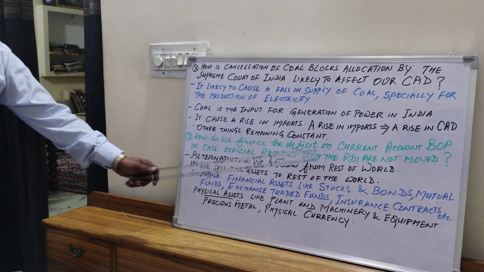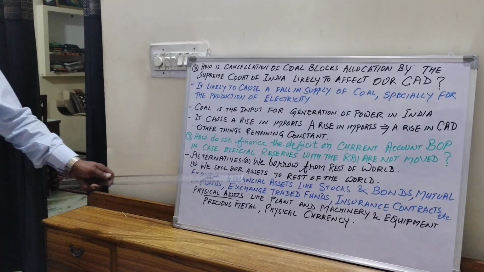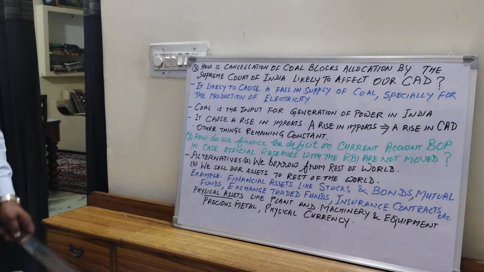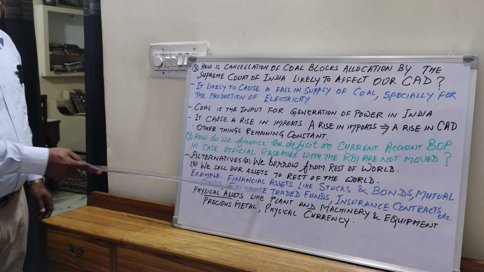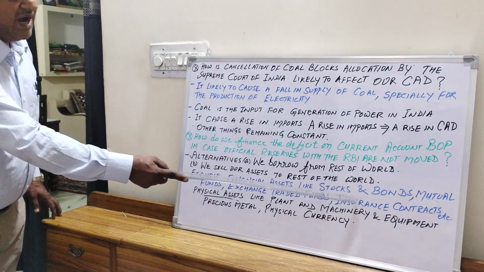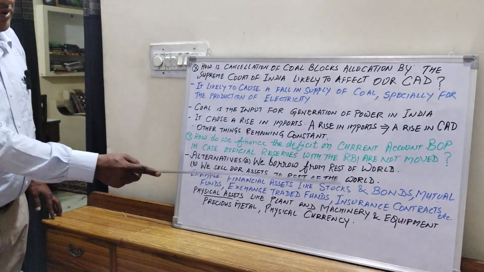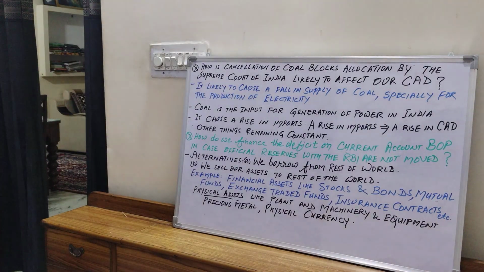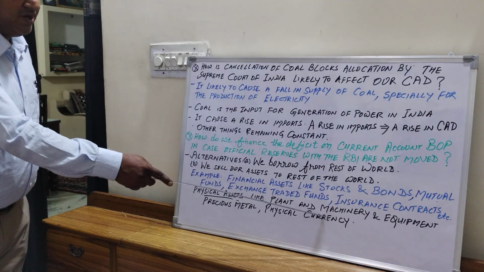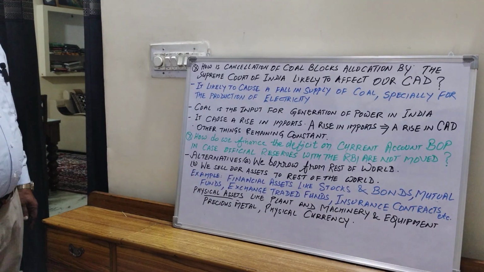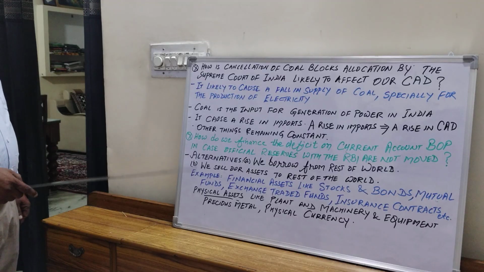Number one, we borrow from the rest of the world. Number two, we sell our assets to the rest of the world. वो कौन सी assets हैं? Financial assets, like stocks and bonds, mutual funds, exchange traded funds, insurance contracts, etc. There are many more. Then physical assets, ये भी हम बेच सकते हैं, like plant and machinery, equipment, precious metal, physical currency, etc. So these are the two alternatives.